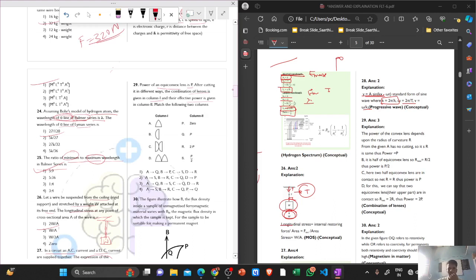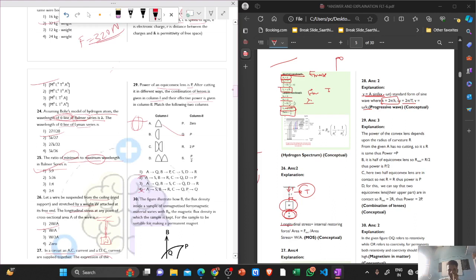As you can see, this is equiconvex and it is cut in this way. The power of the lens remains the same, just the intensity decreases. In the first case, the power simply depends on the radius of curvature. As it is cut in this way, the radius of curvature remains the same, so power will remain the same. A will go to Q. Option second and option 4 will be eliminated.